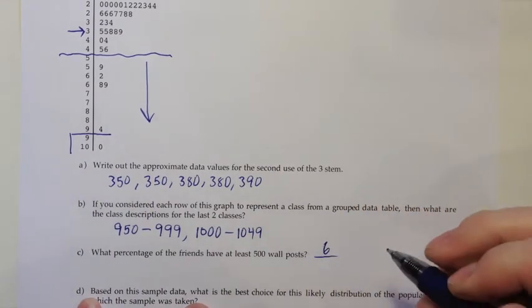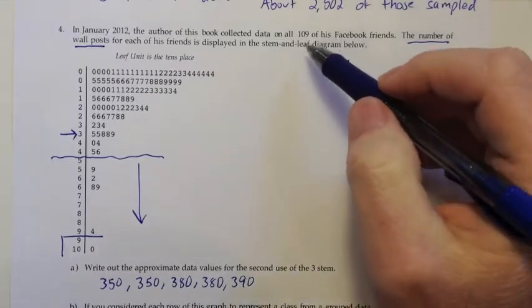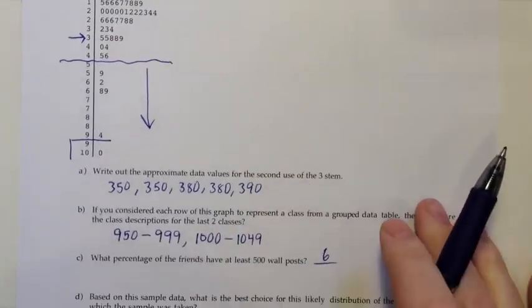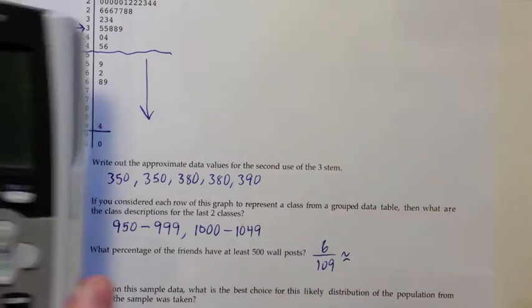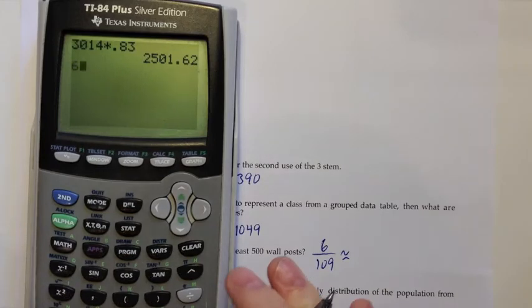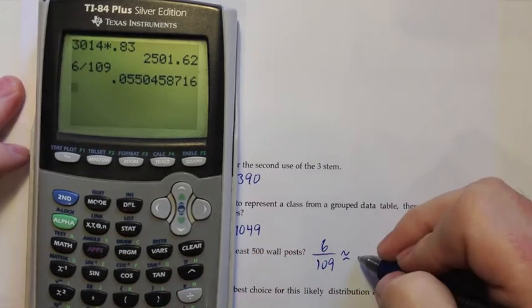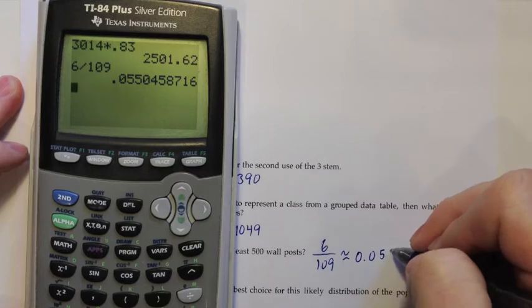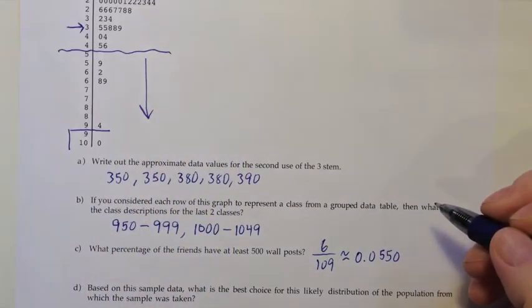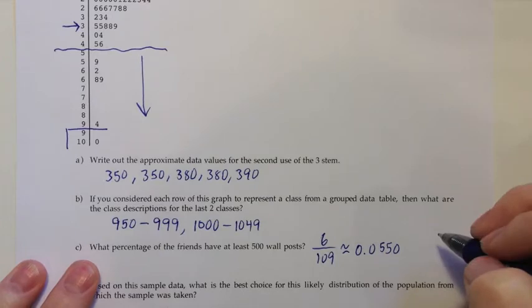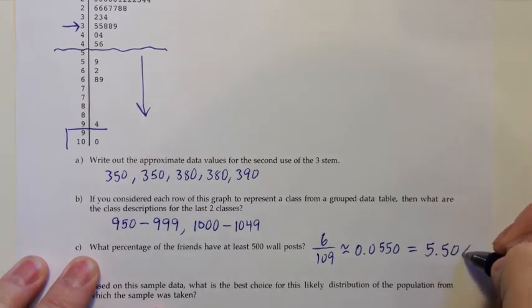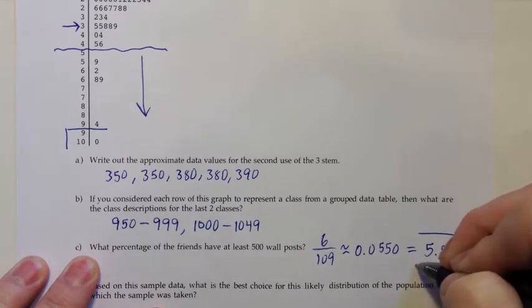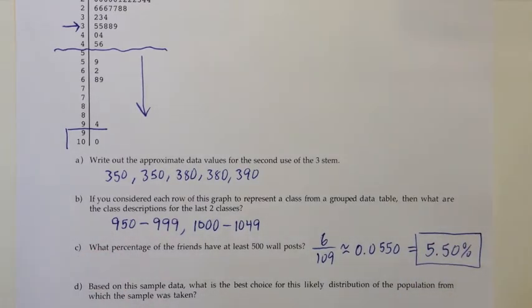So 6 out of how many? Well, at the time of this, there was 109 friends, it says. So that would be 6 out of 109. And if I do that on the calculator, 6 over 109 is approximately 0.0550. And then they want to know what percentage of the friends that would be. So I'm just going to move the decimal over and put the percentage symbol. So 5.50%. So not too many of my friends had over 500 posts. It was a small percentage, just over 5%.